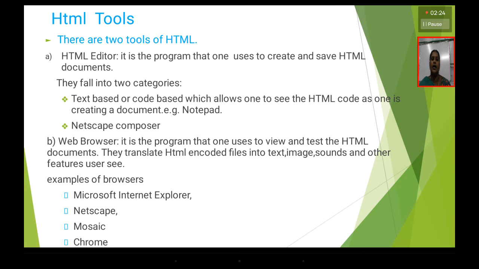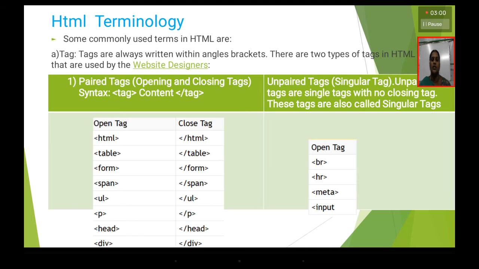An HTML editor or Notepad is a simple editor we can use. In that editor, we can write the HTML program. Then save it as an HTML program with the extension .html. After that, we can run that HTML program with the help of any browser, maybe Internet Explorer, Netscape, Mosaic or Chrome.